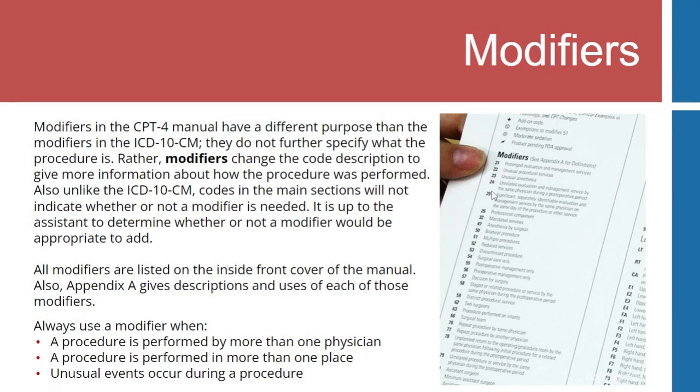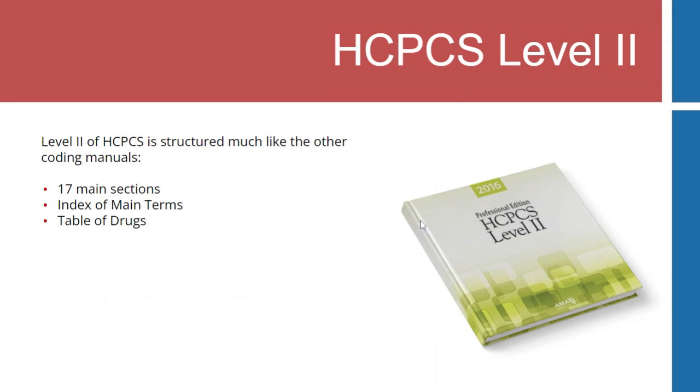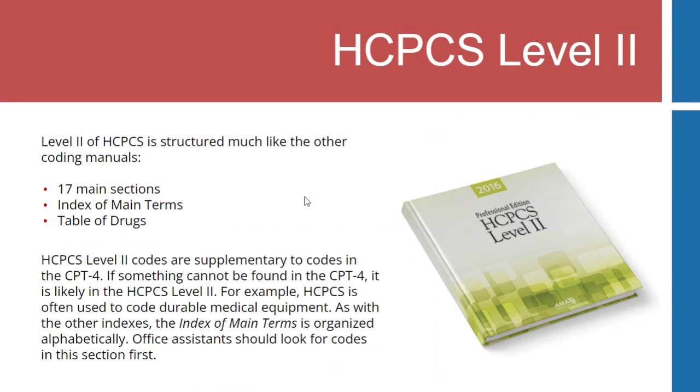And this is an example of how the modifiers look. You'll have the section where you write in the codes, then you add the 5 digits for your CPT code, and then there'll be a section for the modifiers, and I'll show you that on the encounter form in a moment. I believe I do have a video showing that, but I'll just show it here since I mentioned it. And then the Level 2 HCPCS is structured like the other manuals, with the main sections, the index, and then the table of drugs. Again, they're used for durable medical equipment.